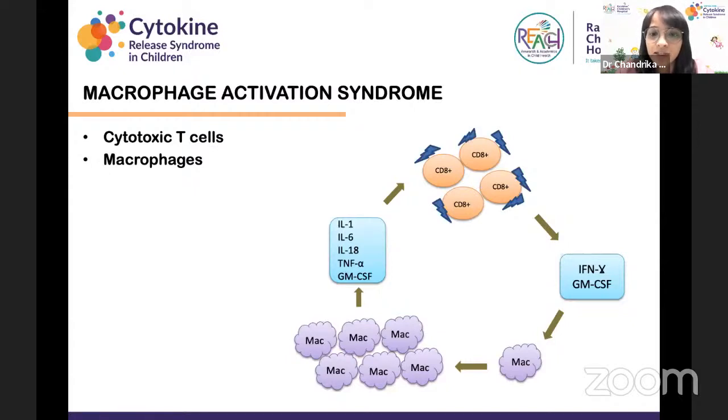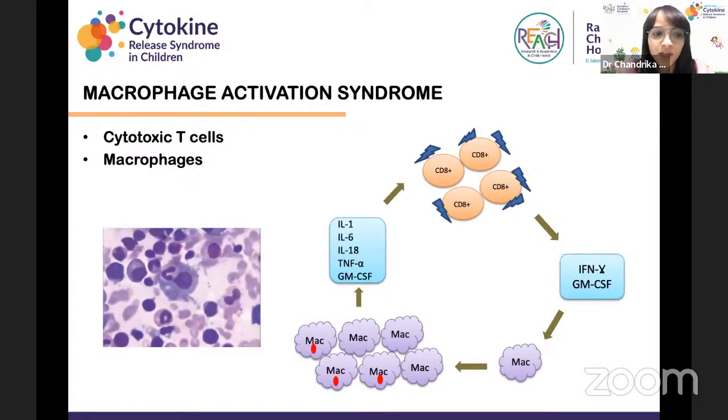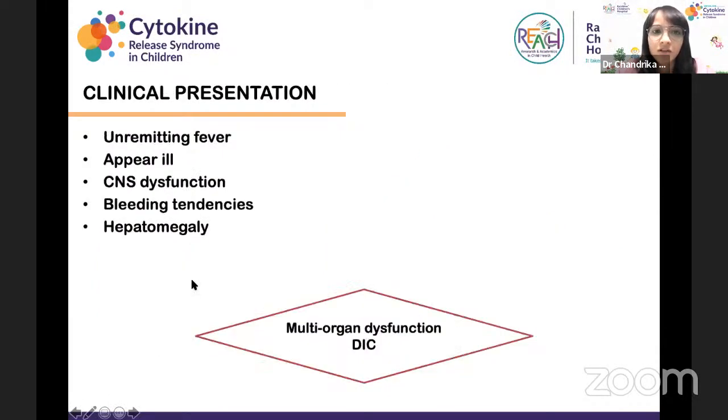And this cycle results in a vicious ongoing pathway wherein more and more cells are activated, and eventually they start consuming other cells in the body. And this is what we then see on the bone marrow as hemophagocytosis. As you can see over here, a macrophage has engulfed a red blood cell. So what is the clinical presentation of MAS?